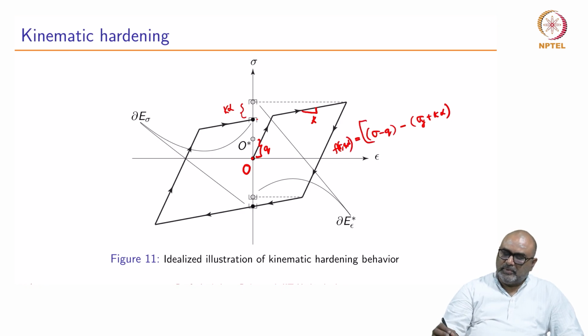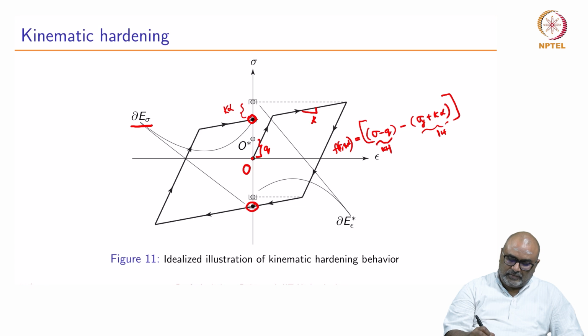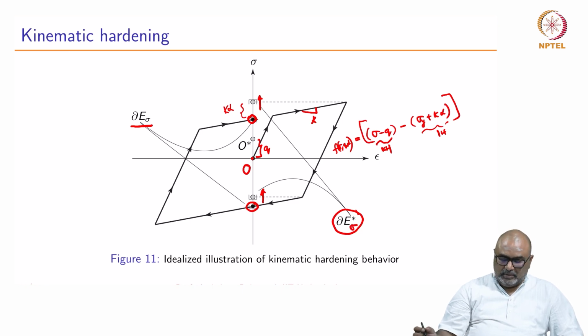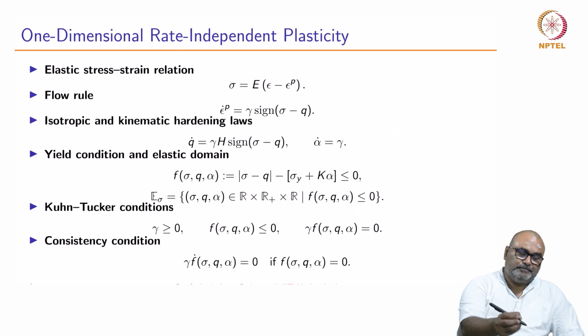So, this is modifying the stress state, and this is modifying the yield function through isotropic hardening and through kinematic hardening, and the initial yield surface is given by ∂E of sigma, which is denoted by these 2 points, which are the boundaries of the elastic range. The yield surface is shifted in this direction and also has expanded, and that is given by ∂E of sigma star, which is going to give the modified yield surface.